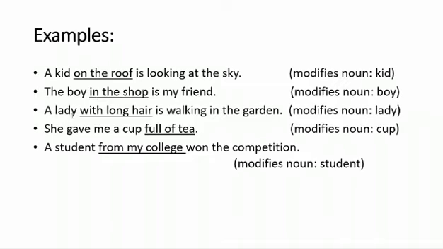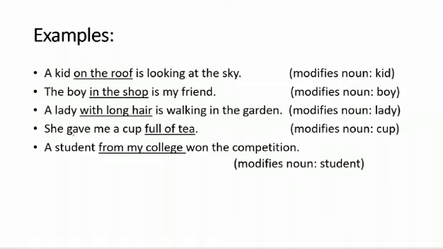Number three, a lady with long hair is walking in the garden. What kind of lady? A lady with long hair. So it defines the lady, that how does she look like? A lady with long hair is walking in the garden. Therefore, underlined part of a sentence is adjective phrase. It describes a lady. Okay.